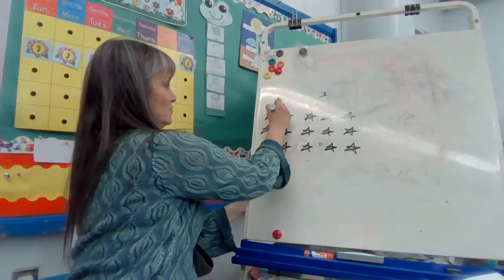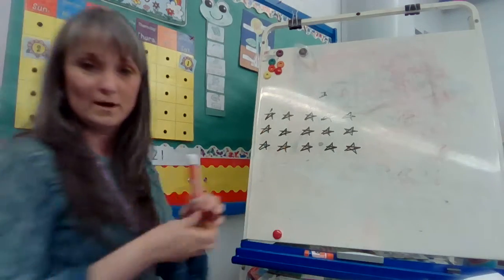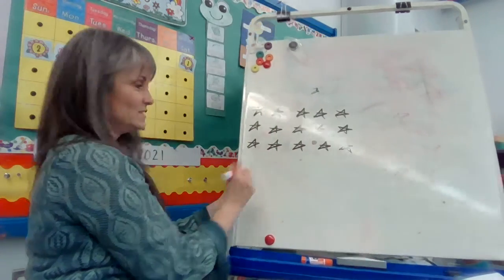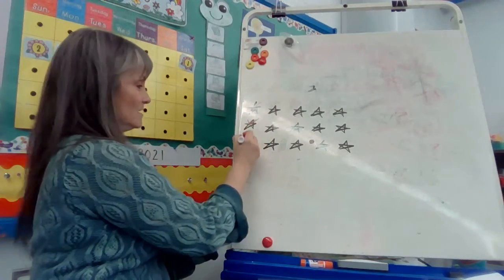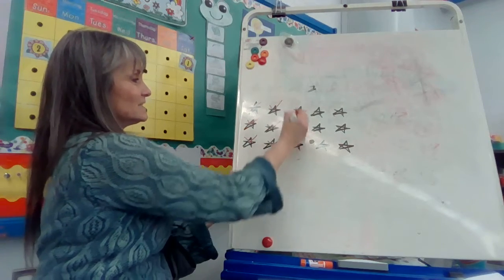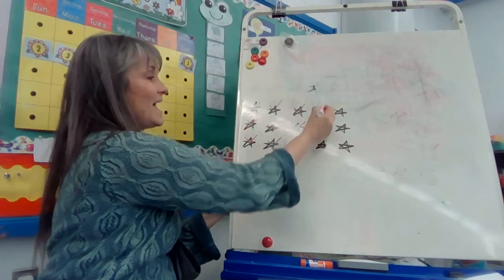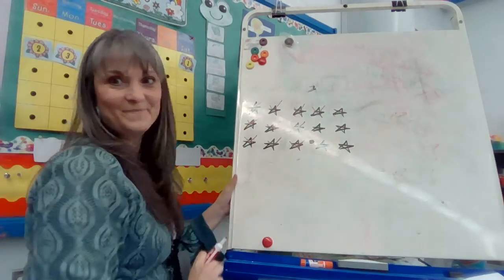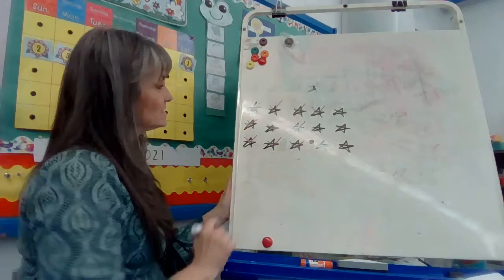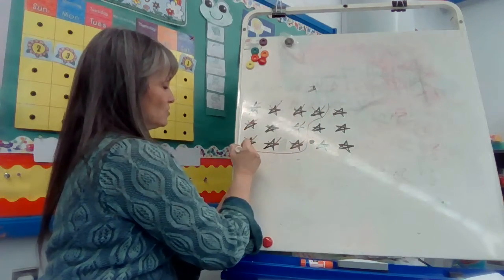I'm going to... Oh, my markers are not cooperating. New markers. Here, let's use the red one. Ready? 1. Can you see that? 2, 3, 4, 5, 6, 7, 8, 9, 10. Should I keep going? No, only 10. Only 10. So let's see. I'm going to circle that bunch of 10.